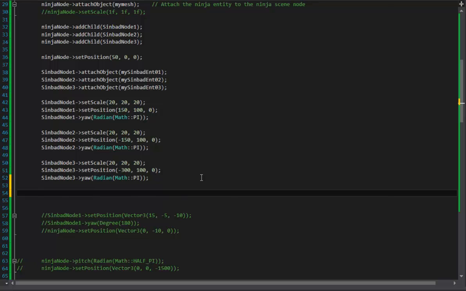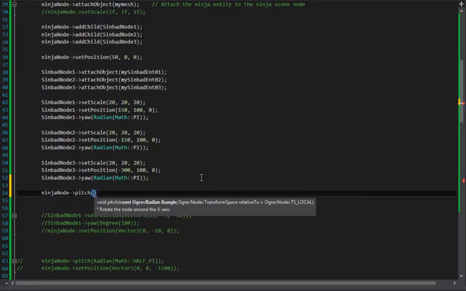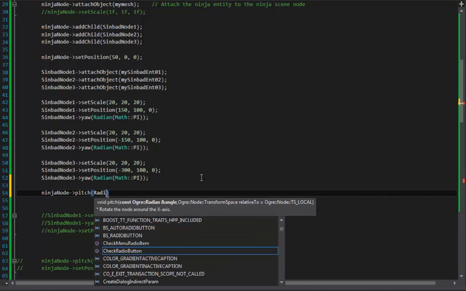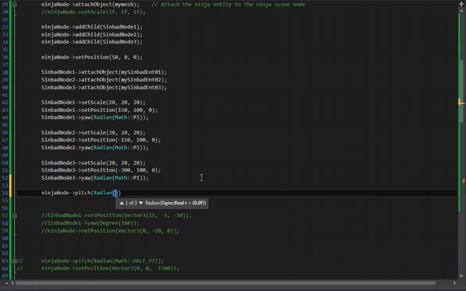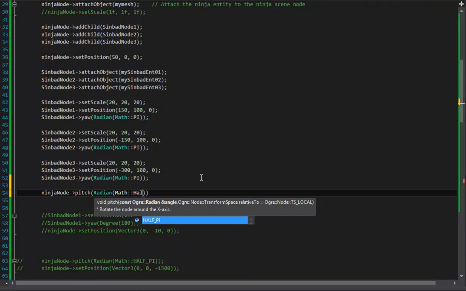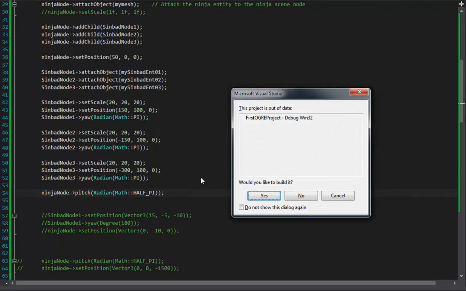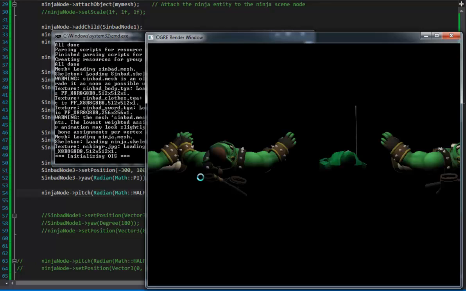I'm going to use the Ninja node because it's the parent of everybody. And then I'm going to set its pitch to radian, and it would be math half pi. If it actually rotates them so we're looking at the back of their feet, then we're going to rotate it the other way around. Okay, no, we are looking at the top of their heads, which is exactly what we want to do.